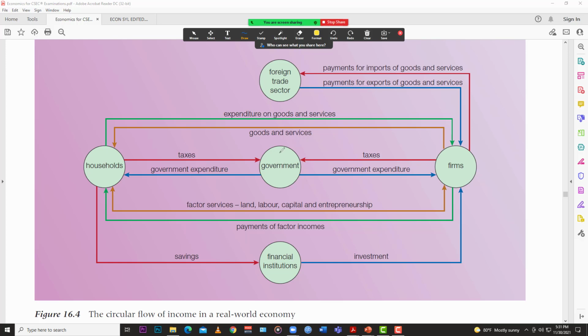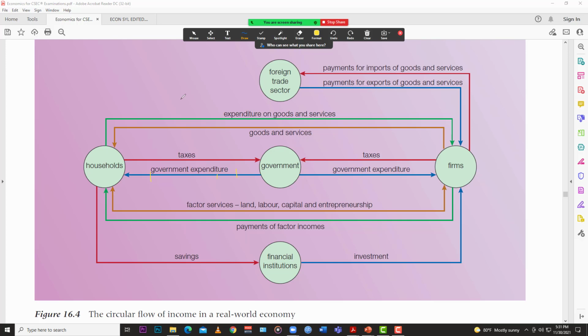That's a leakage. But then the government can serve another purpose, because they can also inject income into the flow, into the economy. As you can see here from the blue lines, this is the government injecting income into the economy, into the system, by way of government spending, expenditure.